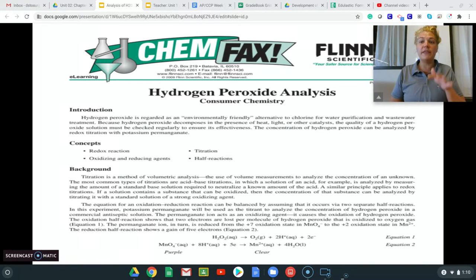So what we're going to do in this lab is a titration, and I'm going to use a drugstore hydrogen peroxide to see how close it actually is to that 3% hydrogen peroxide.